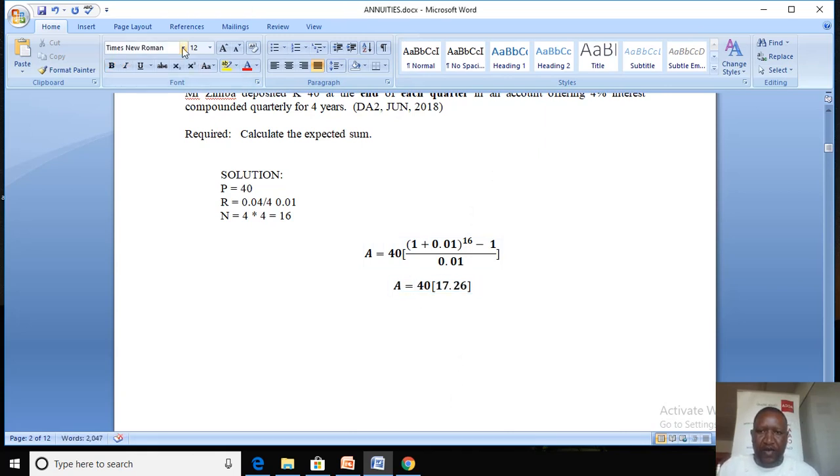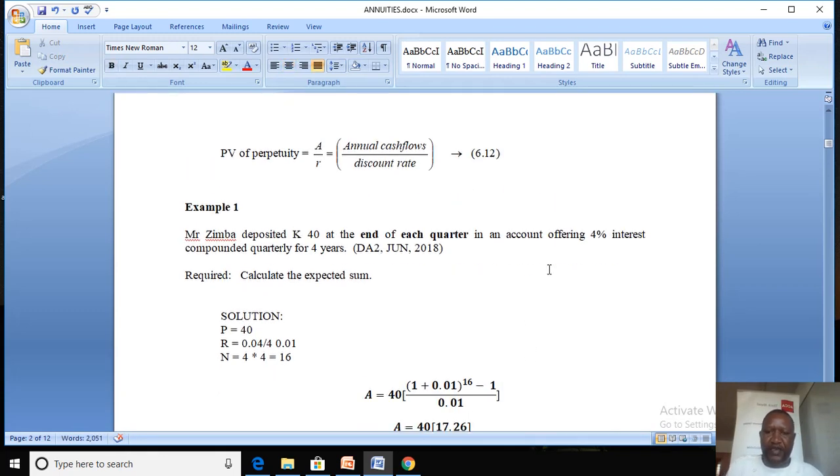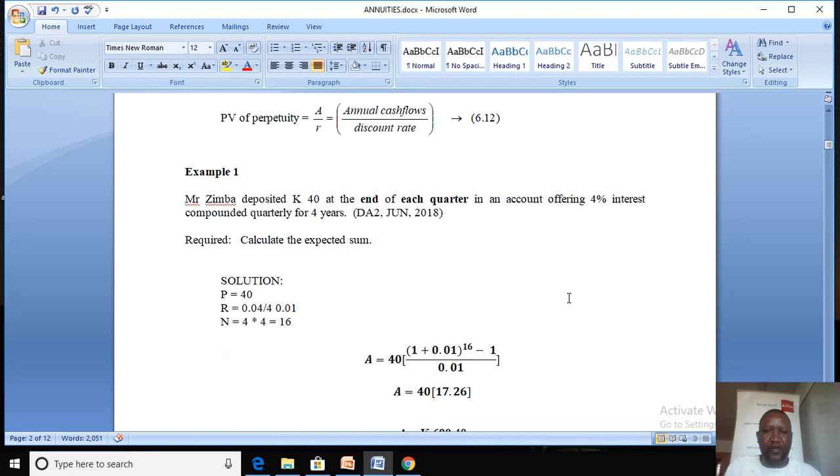So what will be your final answer? Your A will be equal to, if you tap all those figures in your calculator, we are dealing with kwacha, so you should have 690 kwacha 0.14 ngwee. So that's how much will be in the account after 4 years if interest is at 4% compounded quarterly for Mr. Zimba, who deposits 40 kwacha every quarter of the year.